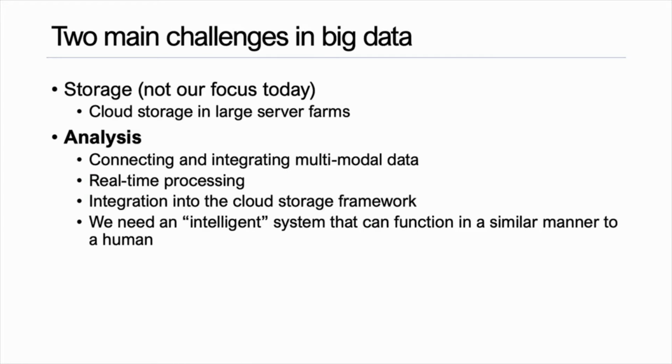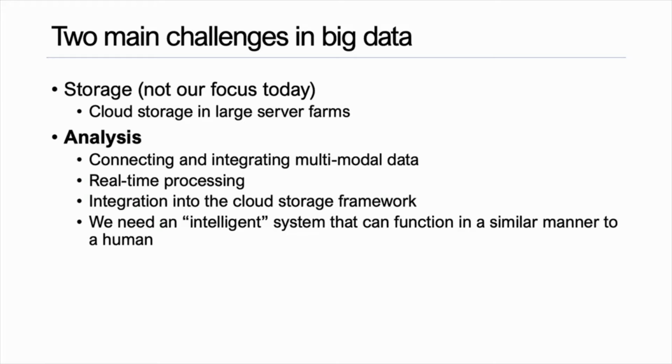So there's two main challenges. The first challenge in big data is storage. And storage has been something that's been tackled quite well in terms of cloud storage and large server farms. So you look to Amazon and IBM and Microsoft to be providing these services. But that's not going to be our focus today. Our focus today is going to be the challenges that arrive with analysis. So connecting and integrating these multiple different types of data, processing them in real time, integration of these into the cloud storage framework, which we won't really talk about, but it's something that's necessary in order for the analysis system to really do its job very well.